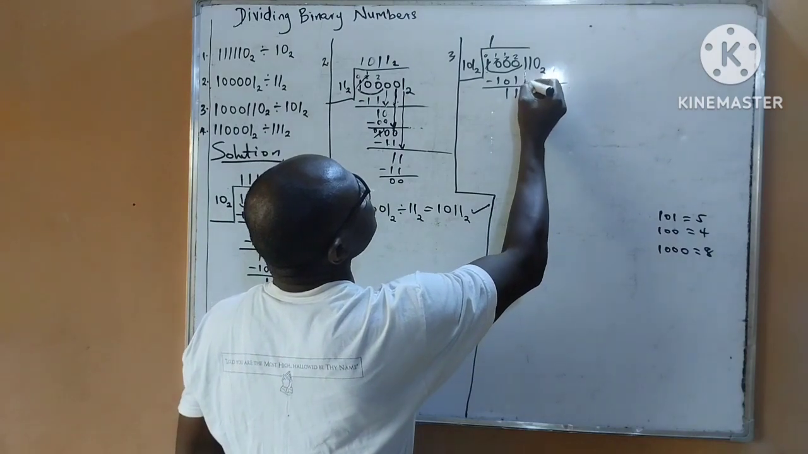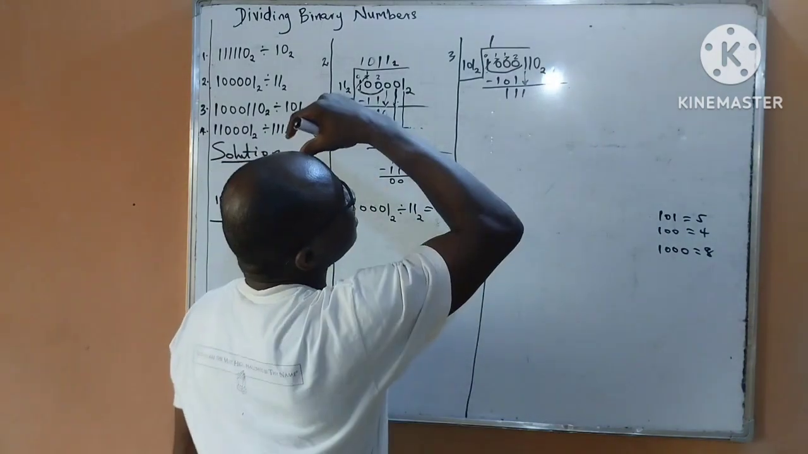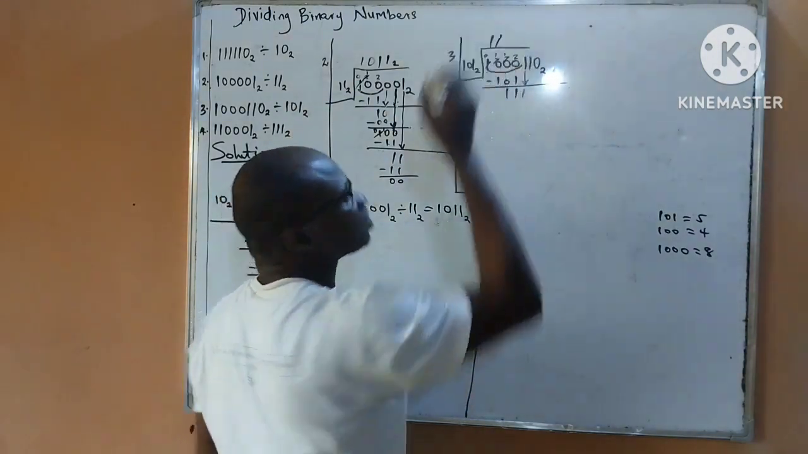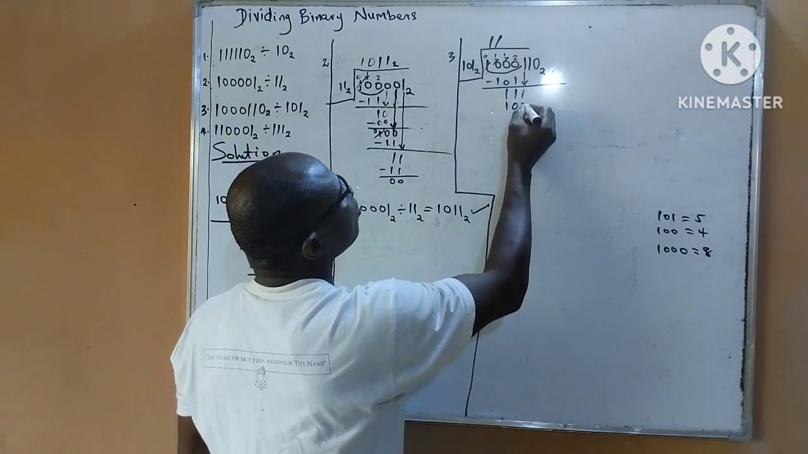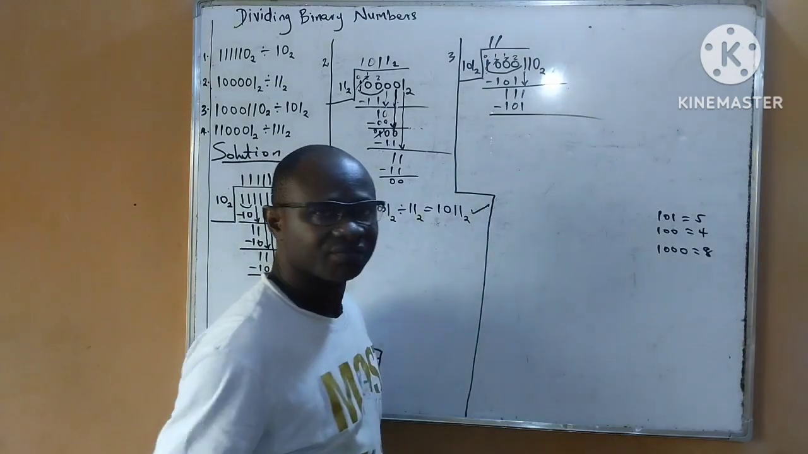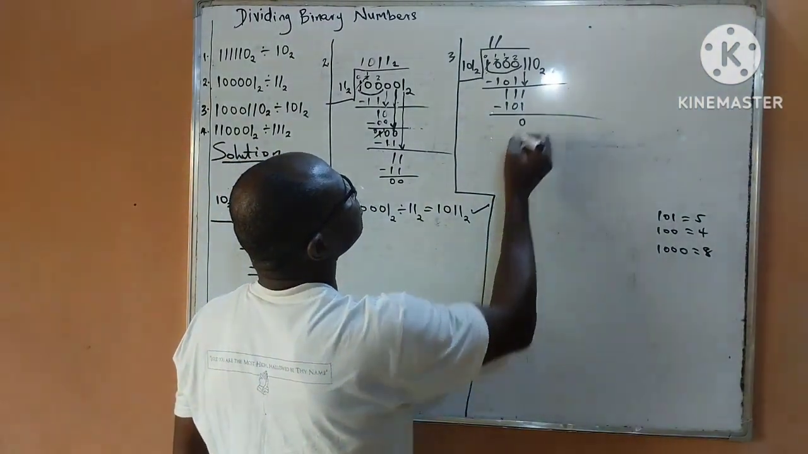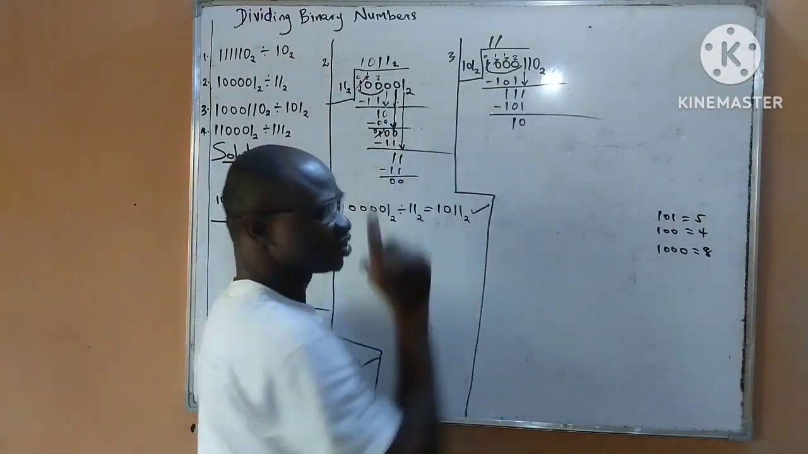I can now bring down this 1 to get 1, 1, 1. Good. Next, 1, 0, 1 divide 1, 1, 1. We go once. And 1 multiply 1, 0, 1 will give me 1, 0, 1. I can now subtract. Okay? 1 minus 1 will give me 0. 1 minus 0 will give me 1. And 1 minus 1 is 0.